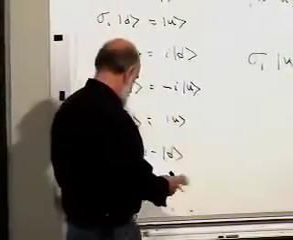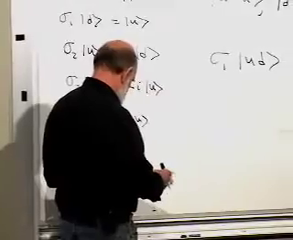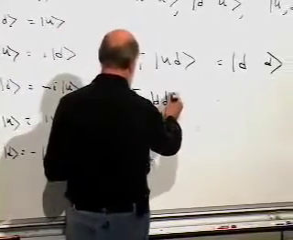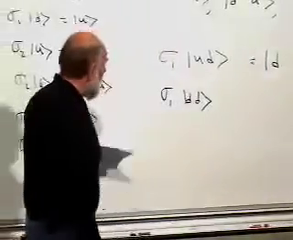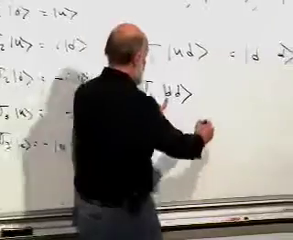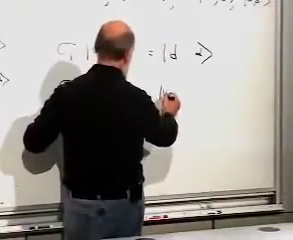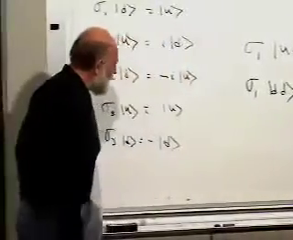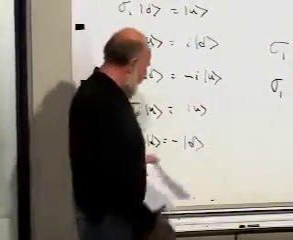Okay. Let's do another example. Let's do sigma 1 on down, down. Well, again, it does nothing to the second electron, and it flips the first electron up. Up, down. Okay, so you see what I mean by saying the second electron is passive.